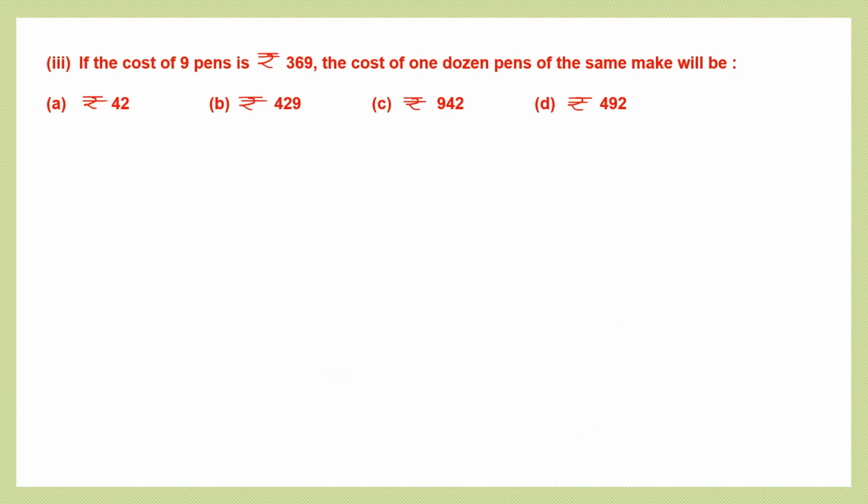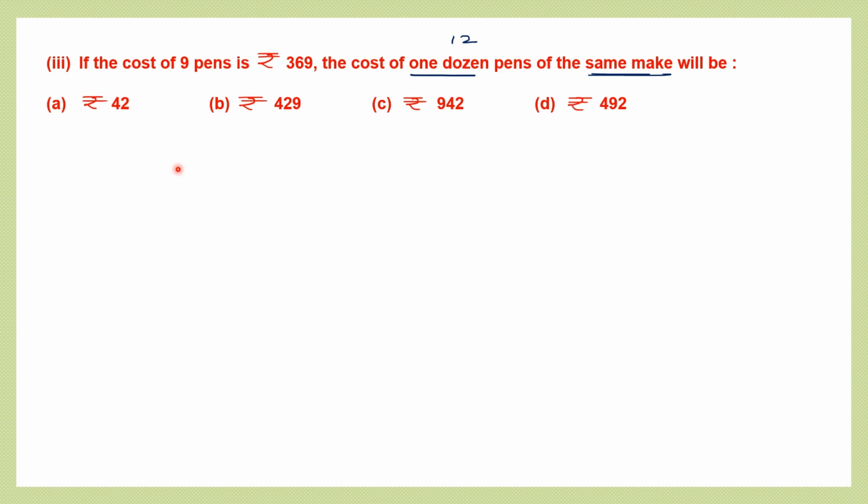If the cost of 9 pens is 369 rupees, the cost of 1 dozen pens, 1 dozen means how many? That will be 12. 12 pens, what will the cost be? The pens are of the same make, the same kind. What will the cost be?